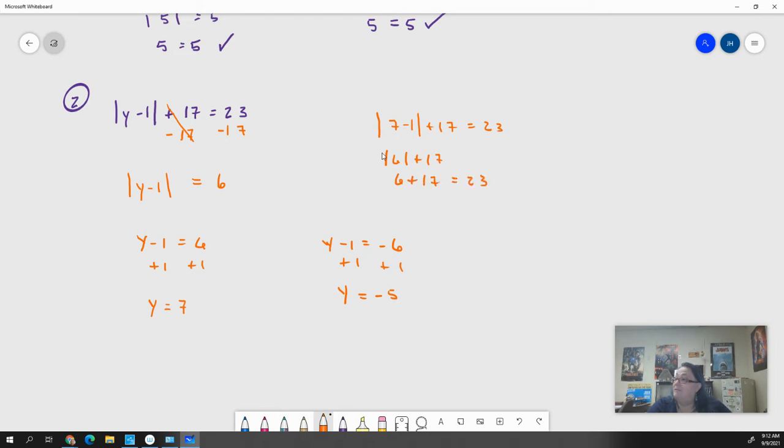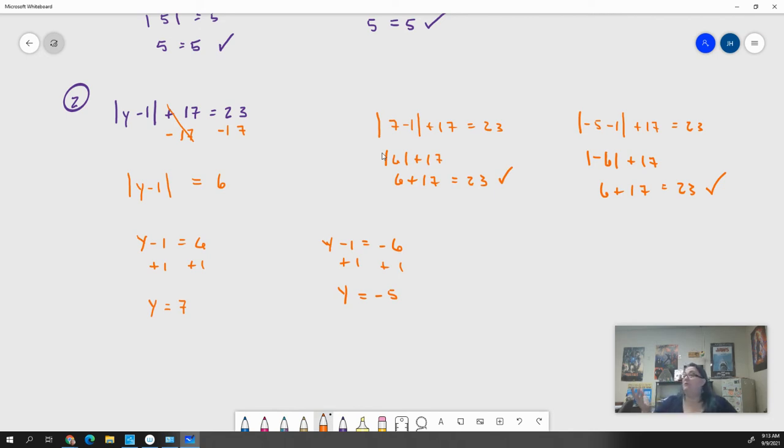23. If I plug in the other one, I've got negative 5 minus 1 plus 17 equals 23. Well, negative 5 minus 1 is the absolute value of negative 6 plus 17, which is also just 6 plus 17, which equals 23. So that is also true, right? So we don't have any extraneous values.